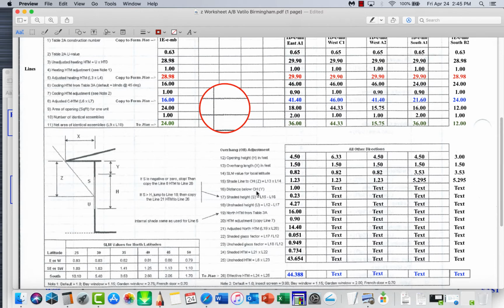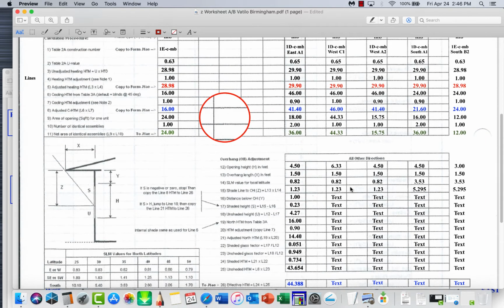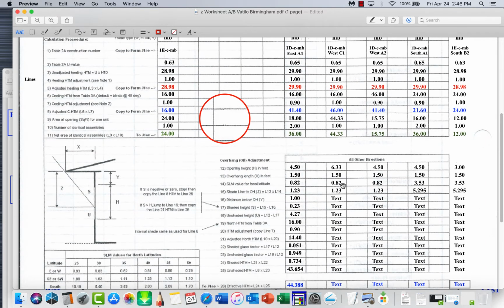Next, distance below. So this is that overhang part. Now remember, on this window here, this is the sliding glass door, so it's 1.5 on this one. And all other windows are 1.0, which I'll do the double zero once again, just to keep it clean. 0.00, and this one here was 1.00.